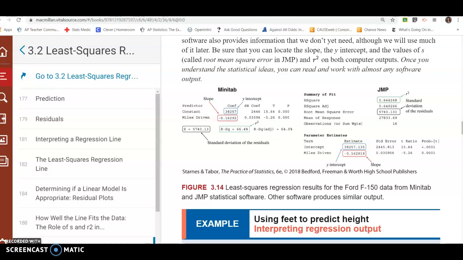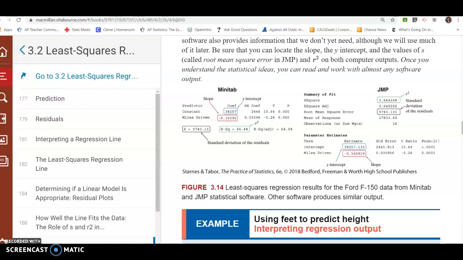R is not given on here anywhere. You can easily find it. It is the square root of r squared. So this again, though, convert to a decimal, make it 0.664, and then pay attention to the sign of the slope. Because if you have a negative slope, you're going to have a negative correlation coefficient.